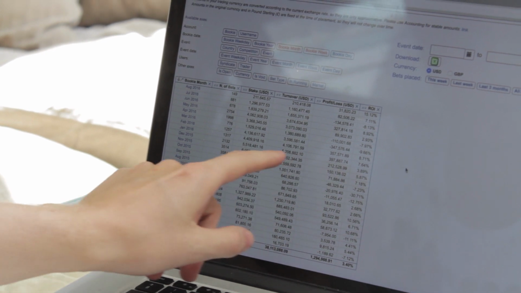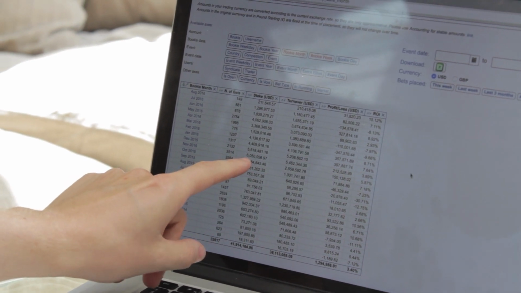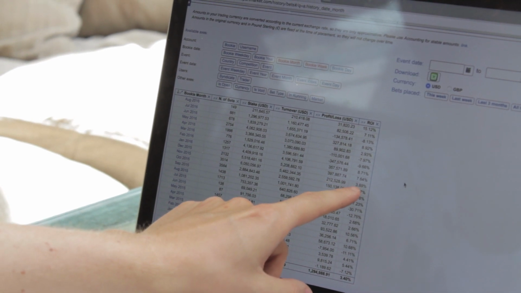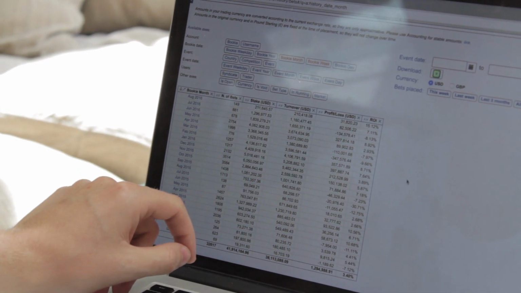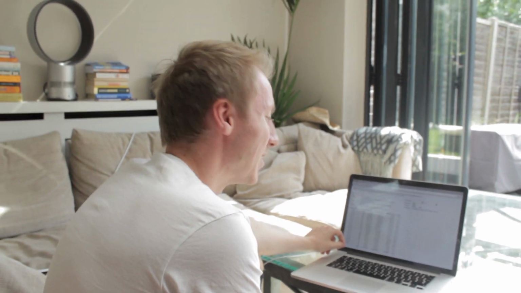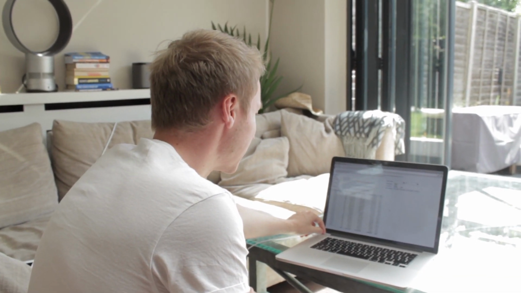Coming up the next month, I bet for $6 million. And I profited over $200,000 with a little less than 4% return on my money. So at this point, I don't even know how much I had in my account, but I had well over $500,000.